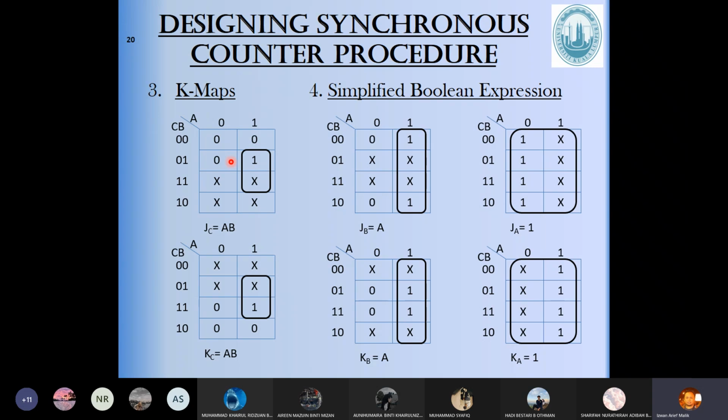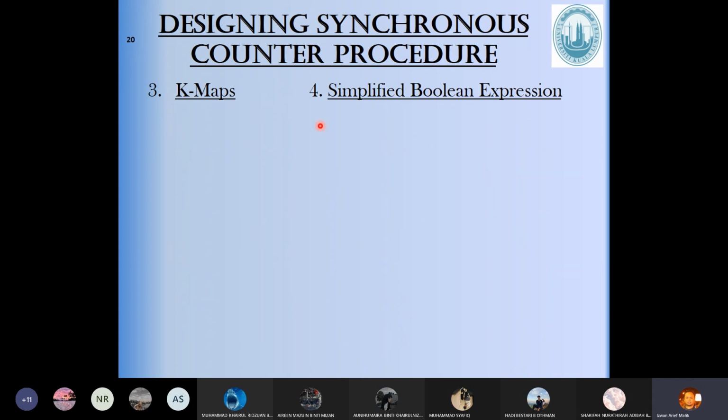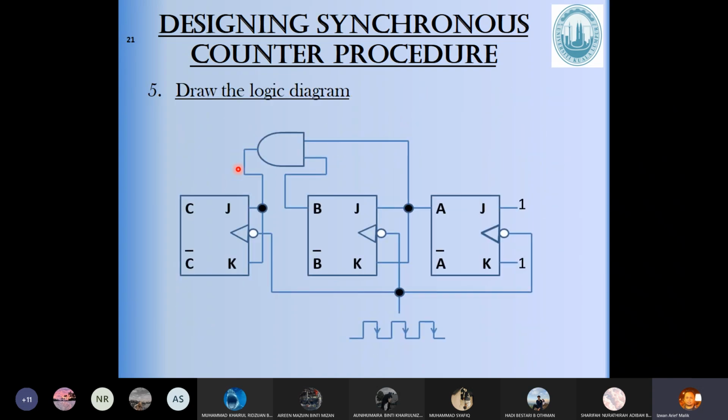Alright. So if you compare synchronous to asynchronous, synchronous tu lagi senang lah. Congak-congak je you dah boleh dapat ni circuit. This one tak boleh. You need to do all these 4 steps. State diagram, state table, KMap and simplified. Baru you boleh lukis dia punya diagram. Okay, kalau tak buat, then tak boleh lah.